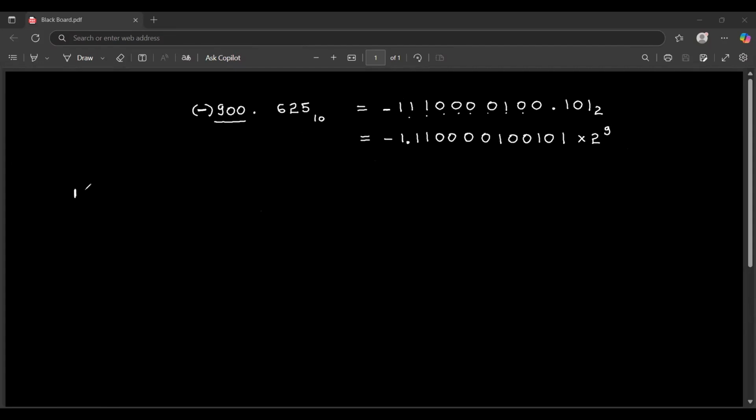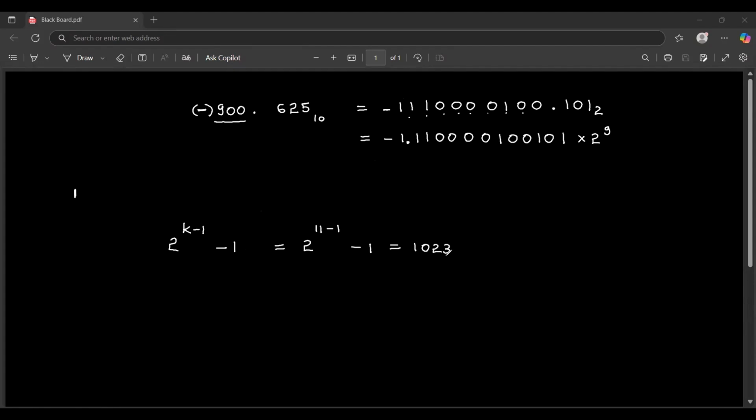Since in 64 bits representation we have 11 bits for the exponent, we have to first find the bias number by using the 2 to the power k minus 1 minus 1 method. Here, 2 to the power 11 minus 1 minus 1 is 1023.